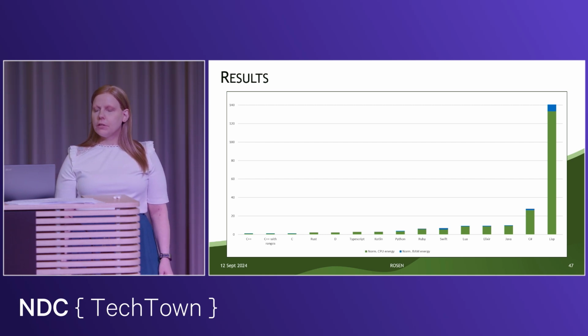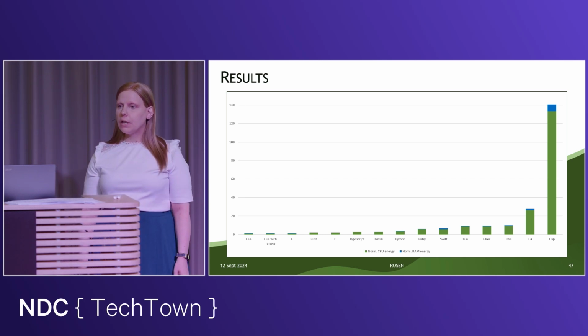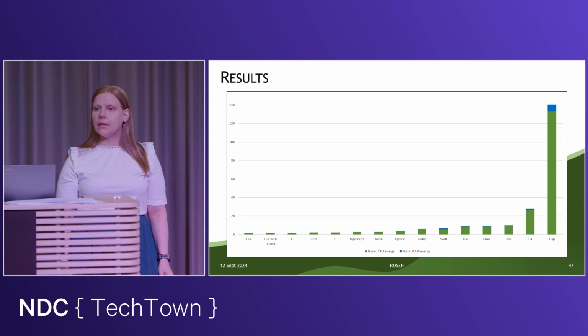C++, C, and Rust have the smallest energy footprint for RAM, while Lisp has the highest one. The deviations here are interesting because all languages receive the exact same data and therefore store the exact same intermediate results. So the difference here can only come from the way the languages store and manage memory.